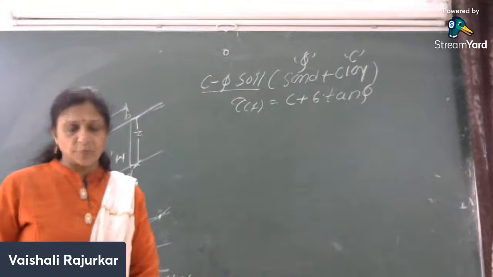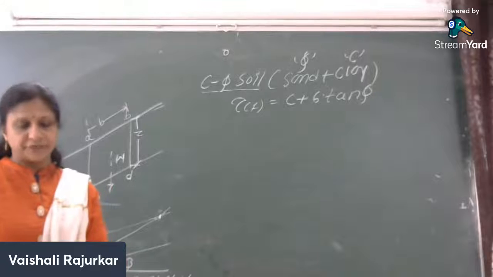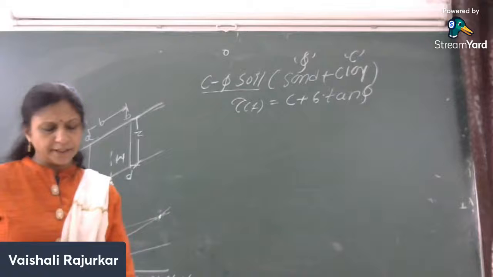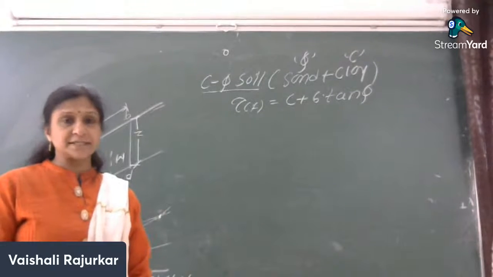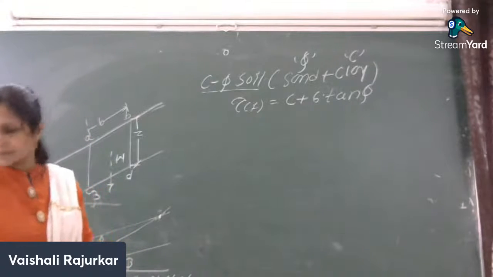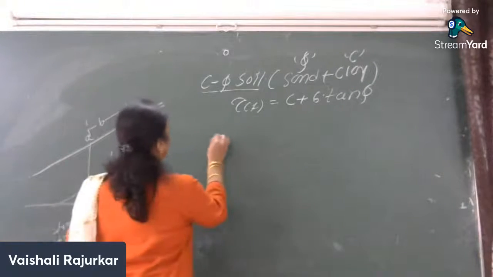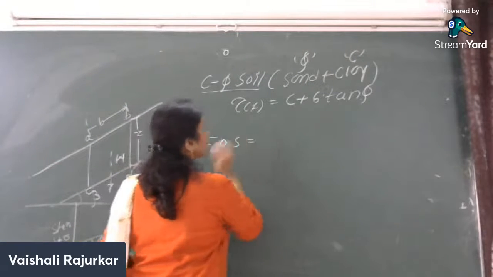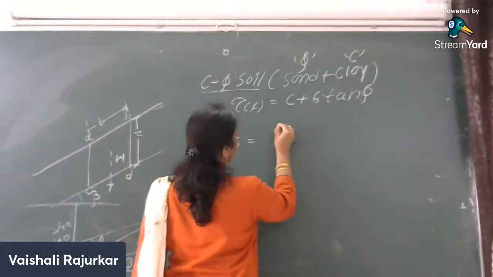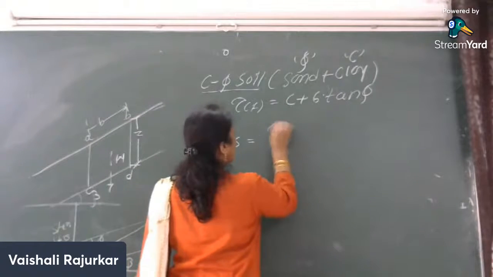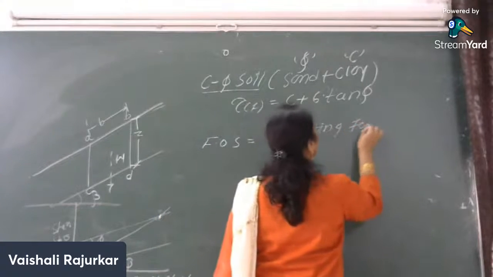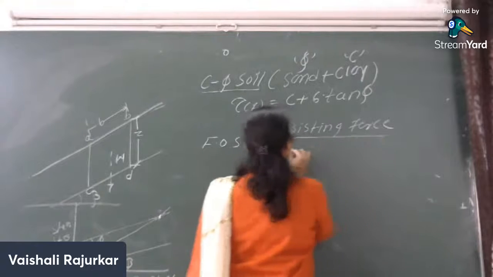Consider an infinite slope in C-phi soil as shown in the figure, which makes a slope angle beta, right? And in this case, we will have an equation as we have discussed in all the previous cases. What is the factor of safety? Factor of safety is resisting force upon sliding force.